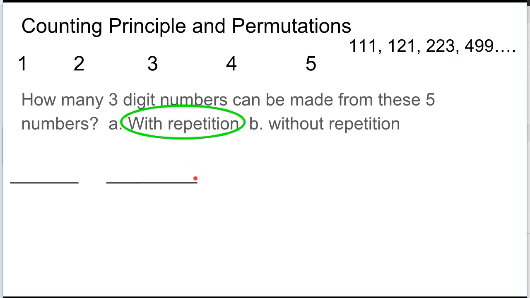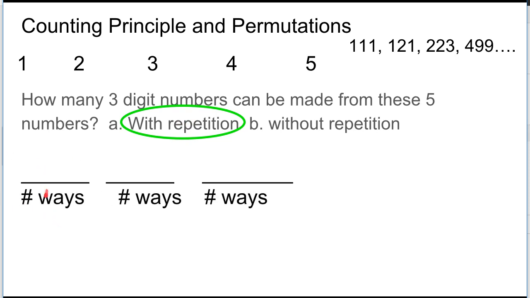So when we use the counting principle, I look at my 3-digit number, and I know I've got a first spot and a number of ways that can happen, a second digit and a number of ways that can happen, and a third spot and a number of ways that can happen. Why don't you pause this and see if you can figure out how many ways I could fill in each one of those digits.